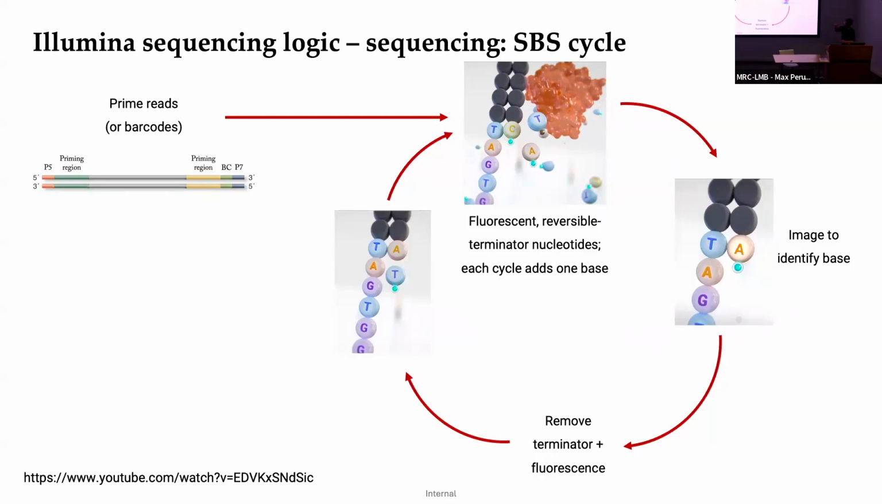and this can be done also with the barcode as well. So the barcodes and the reads themselves are primed separately, and so that's how you separate the barcode from the region that you're actually trying to read. Okay.